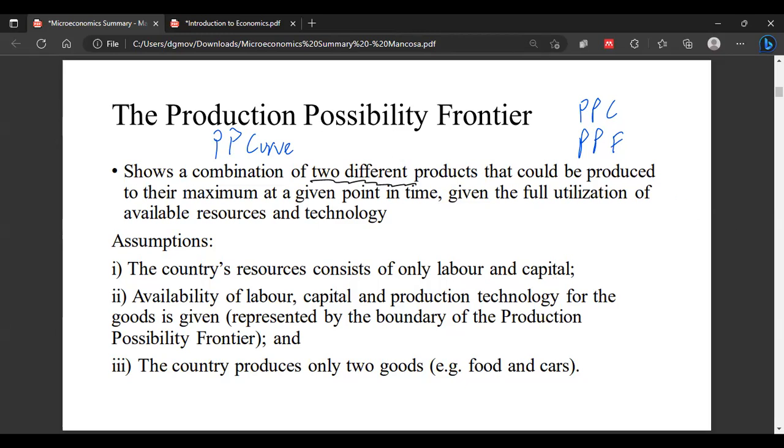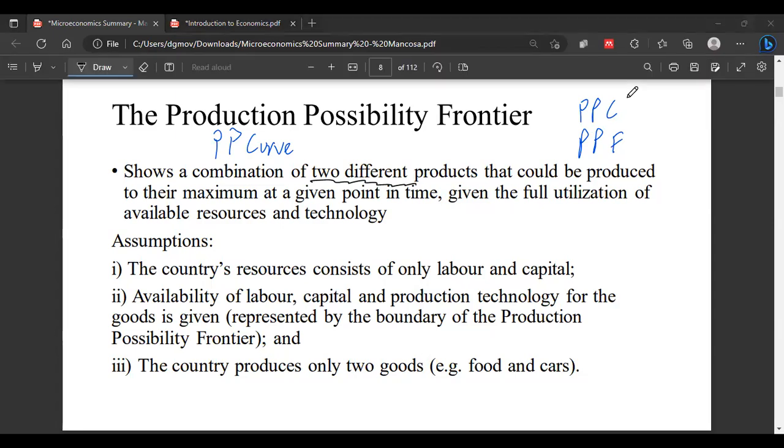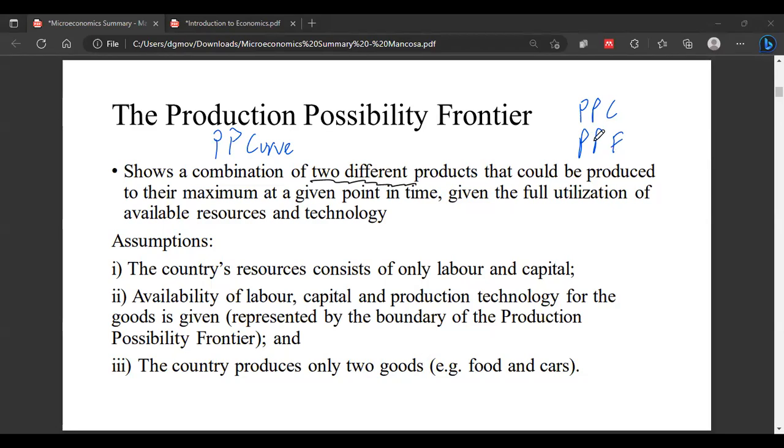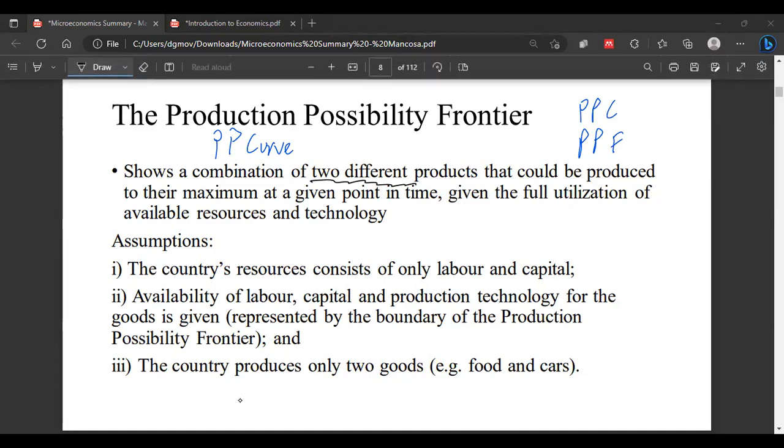And in order for us to qualify this, we will continuously make assumptions as we go on. In economics, we'll continuously make assumptions. In order for us to understand the PPC, we have to make assumptions. These are qualifying assumptions that make it easier to understand this principle. Number one, we are assuming that the only resources are labor and capital. So as we discuss the PPC, all other things being equal, labor and capital is what we are taking into consideration just for the sake of understanding this PPC.